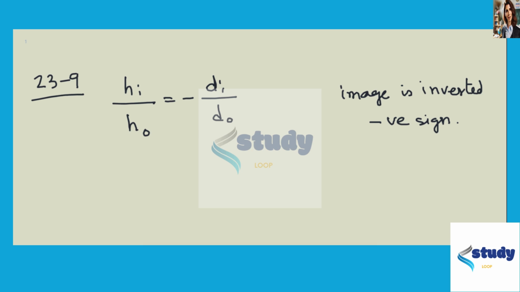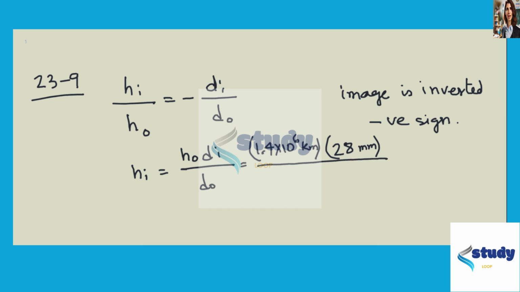So the final equation becomes hi equals h naught times di over d naught, and we know all the values. For our case, h naught is 1.4 times 10 to the power 6 kilometers. Then the image distance is 28 millimeters, and the object distance is 1.5 times 10 to the power 8 kilometers.